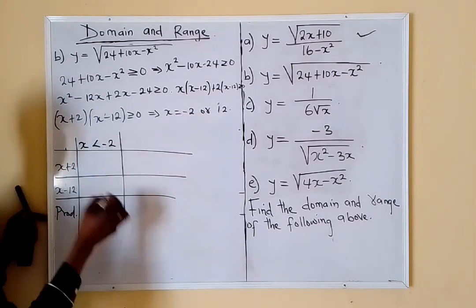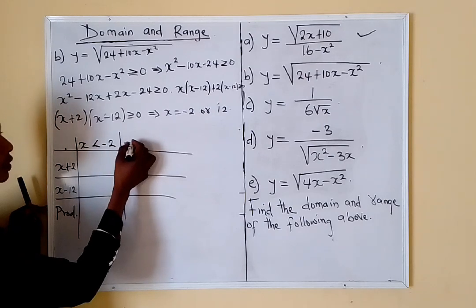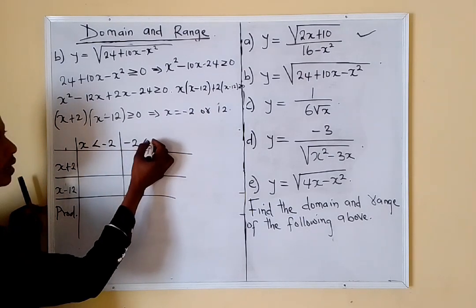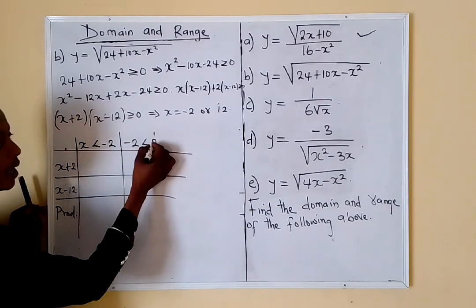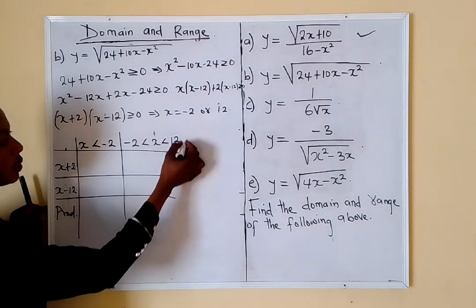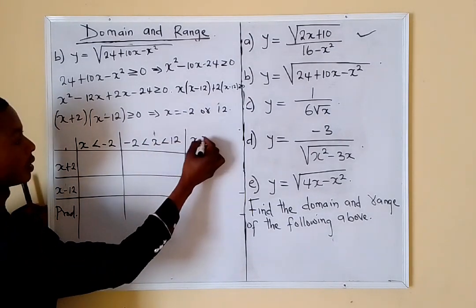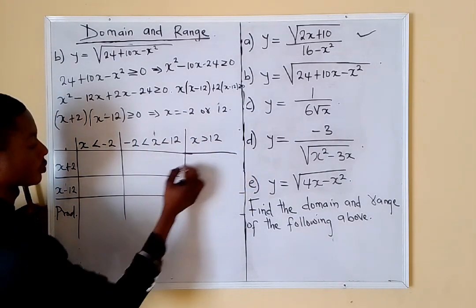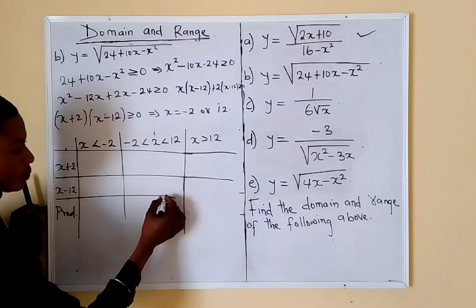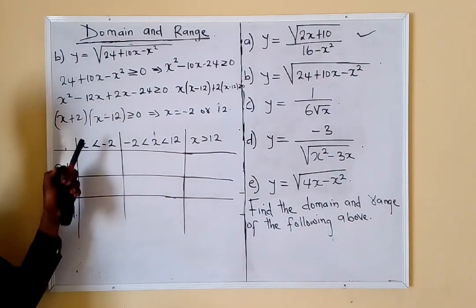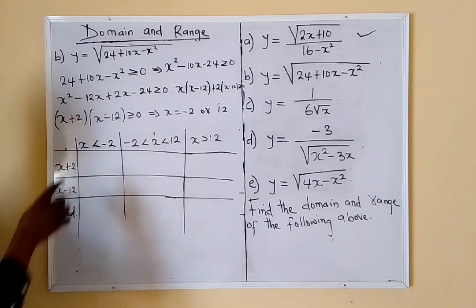So let's test. x is less than -2. The numbers less than -2 are numbers like -3, -4. So let's take -3. If you put -3 here, -3 plus 2 is negative, and -3 minus 12 is negative. Their product is positive.